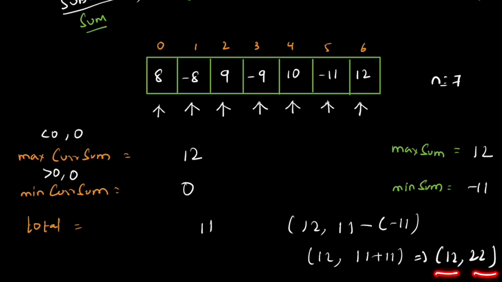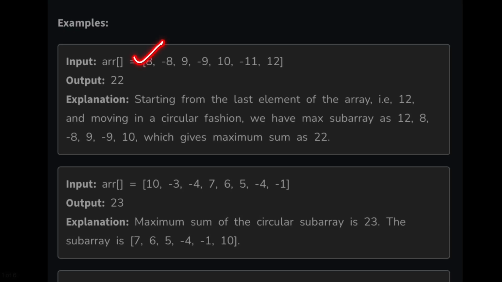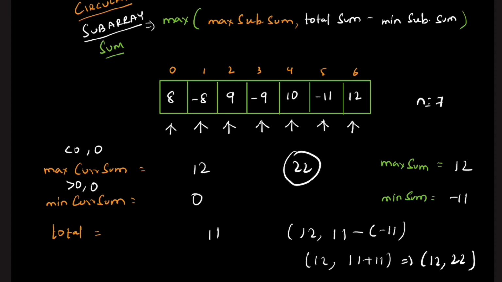Now from this both, 22 is the maximum sum, right? So 22 is our actual result. Okay. And for this array, if we check our output, it is 22, right? So we have got our output. So this way we have solved our problem. Now since we have understood our dry run 2, let's jump in the code.